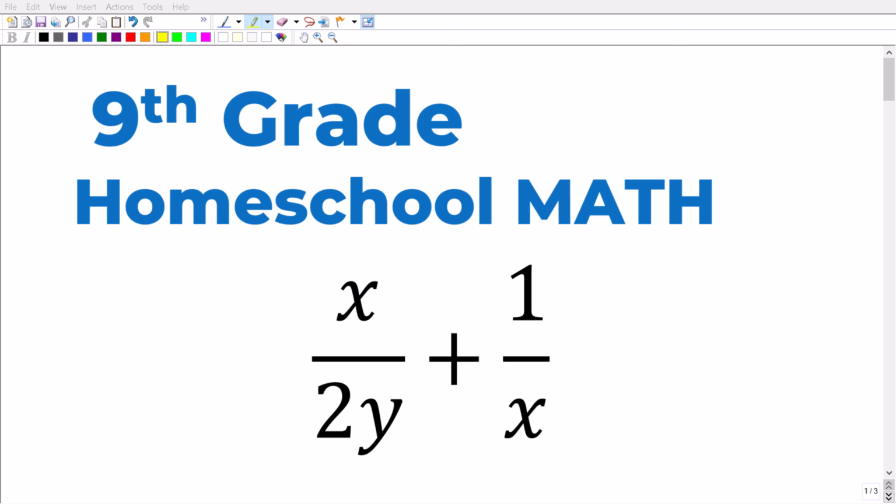So if your homeschooler is actually doing well in ninth grade math, they ought to be able to easily handle this problem right here. Okay, so we have x over 2y plus 1 over x.